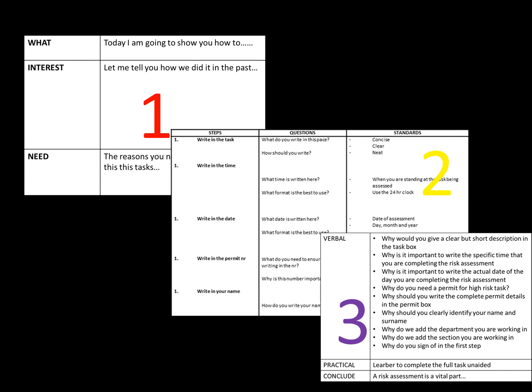So if you look at it, when you are now finished with this session, you must have the following notes. You will have your attention section, which is the what, the interest, and the need, written out completely. You will have your task analysis, which we use in your breakdown, which will now have the steps, it will have the questions and the standards. And then you will also have a separate piece of paper that will then explain your checks.